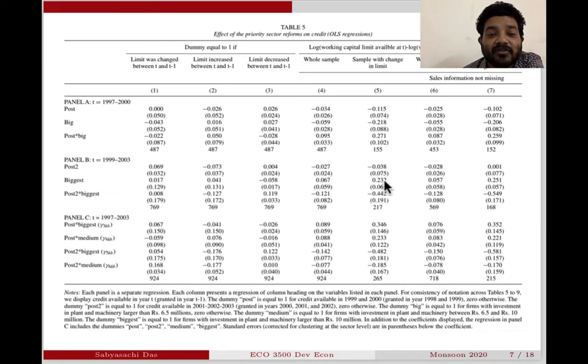And if you restrict to the sample for whom the capital limit was changed, the growth rate is even stronger. It falls by 44 percentage points. That's a large contraction. These firms were no longer a member of the priority sector in the post 2 period, and because of that they lose access to credit, and their capital allocation contracts. Same for the sample for whom the sales data is available. You see a similar contraction.